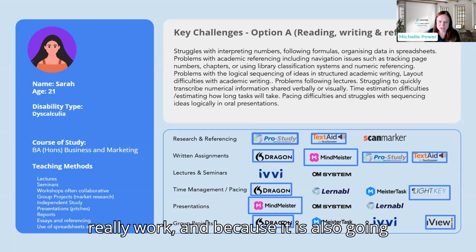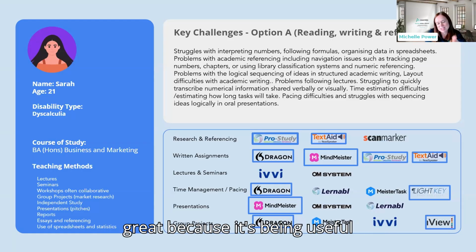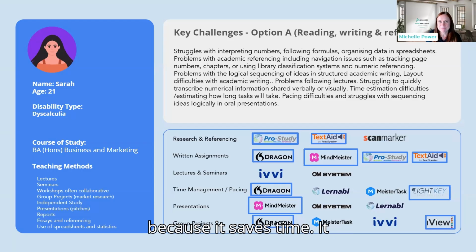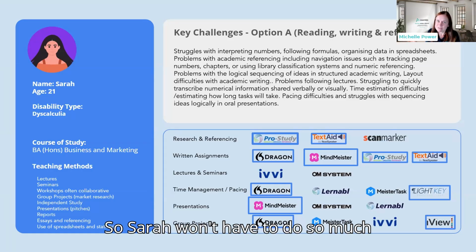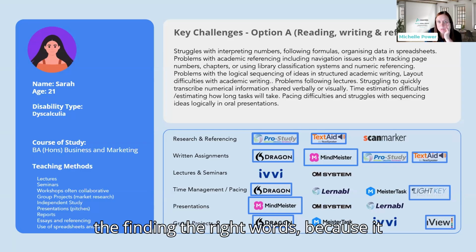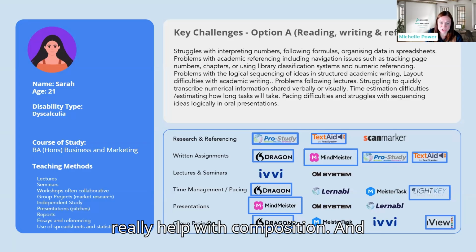So Dragon would really work, and because it is also going to help her with her written work, that's great because it's being useful in many areas of her study. And another piece of AT is Likey that helps with time management because it saves time. It predicts up to 15 words at a time. So Sarah won't have to do so many keystrokes, and she will not have to think about finding the right words, because it will learn from her style of writing and really help with composition.